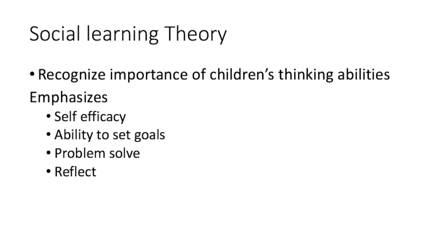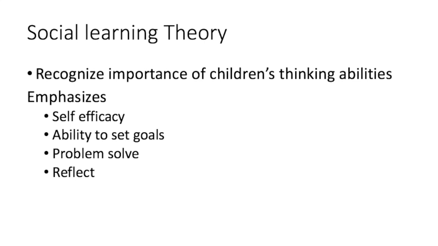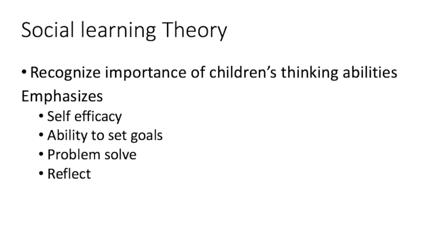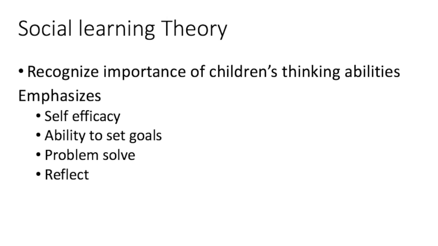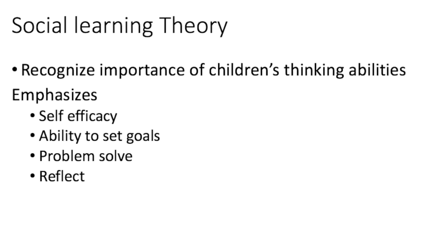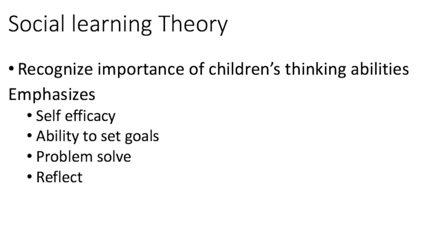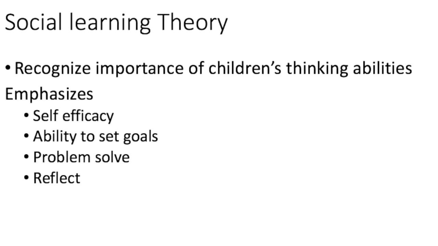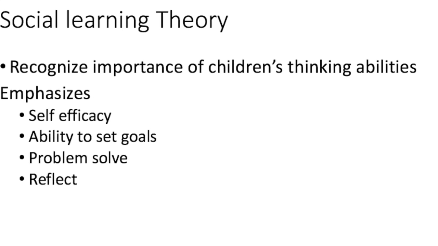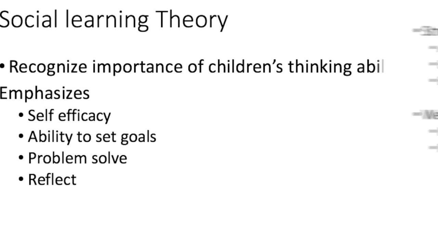Its main focuses are to emphasize self-efficacy, ability to set goals, problem solve, and reflect. Bandura also emphasizes what children think and believe about how their influences affect how they act. A large part of social cognitive theory has to do with imitation. Imitation is the way young children learn and how values and cultures are passed from one generation to the next.